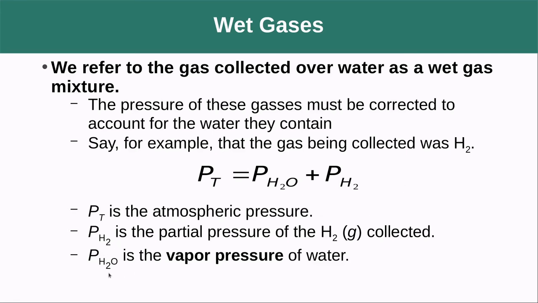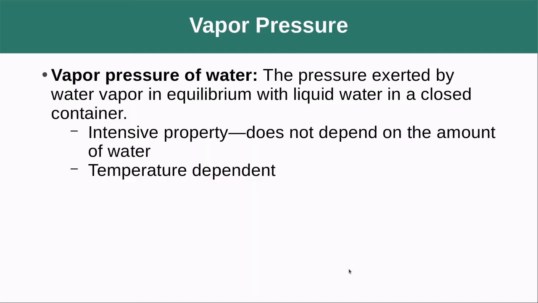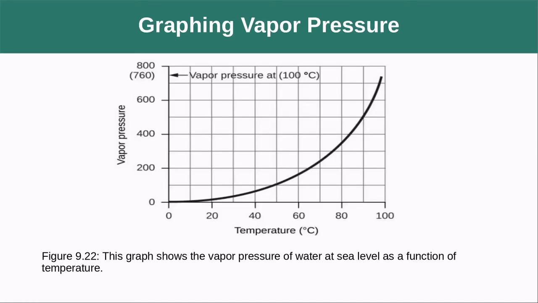And we have a special name for the pressure of the water. It's known as the vapor pressure of water. The pressure exerted by water vapor in equilibrium with water in a closed container is the vapor pressure of water. This is an intensive property that does not depend on the amount of water, but it does depend on the temperature. So basically, we know what the vapor pressure of water is at any specific temperature. So we just have to look up, for the temperature of our experiment, what that vapor pressure is in order to get that term and make the correction.